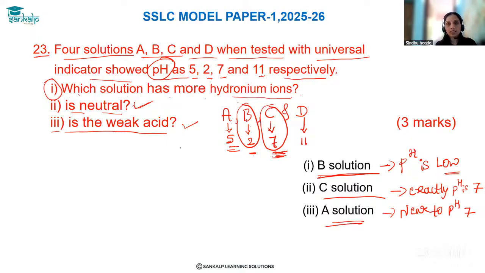So these three are the answers. Which solution has more hydronium ion? B solution has more hydronium ion, and the C solution is considered neutral, and A solution is considered the weak acid. This is the answer. Thank you.